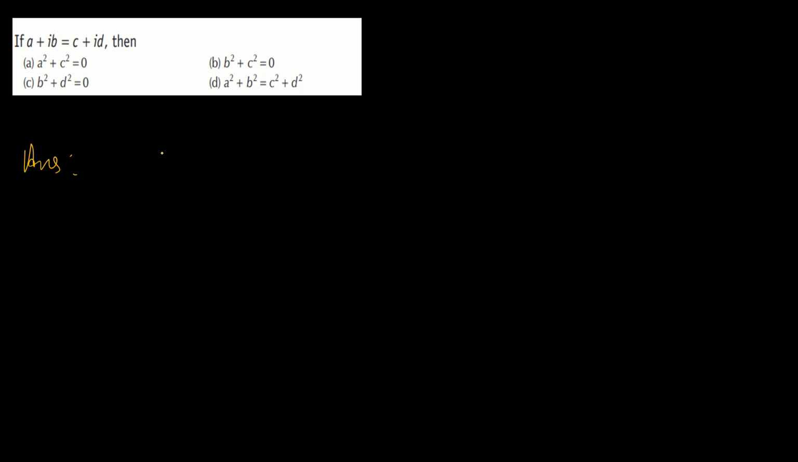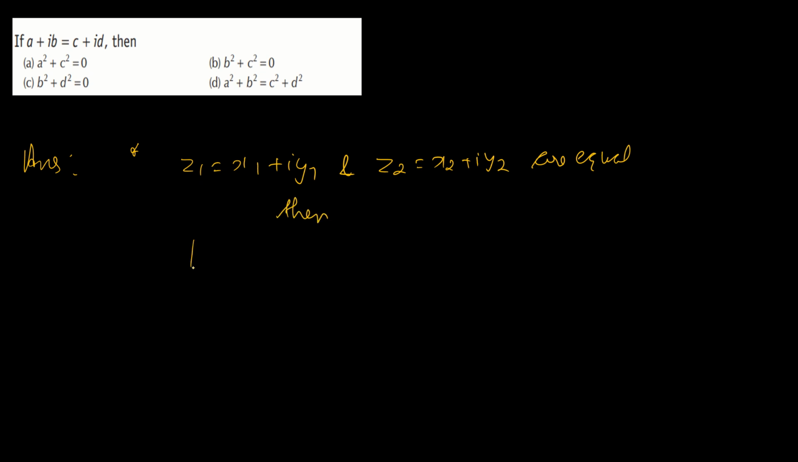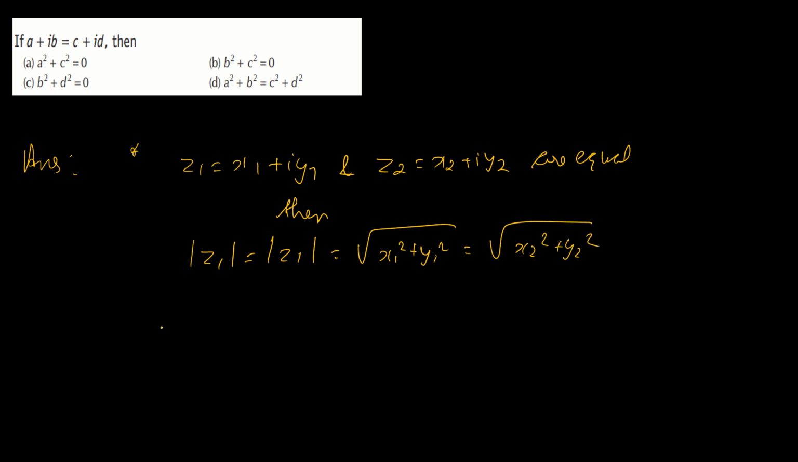So write an entrance point first of all. If two complex numbers z1 equal to x1 plus i y1 and z2 equal to x2 plus i y2 are equal, then mod z1 equals mod z2, equal to root of x1 square plus y1 square, equal to root of x2 square plus y2 square. Okay, so in this question, similar cases are given.